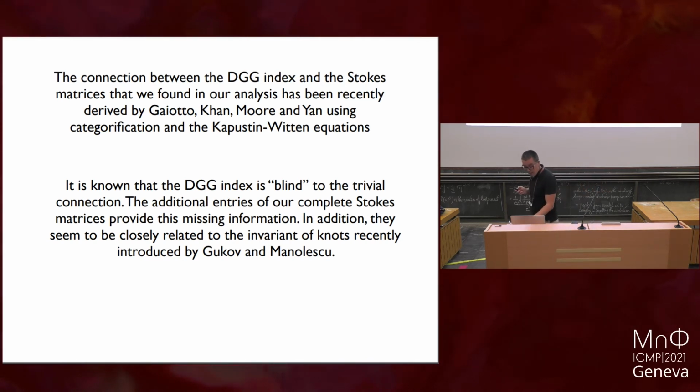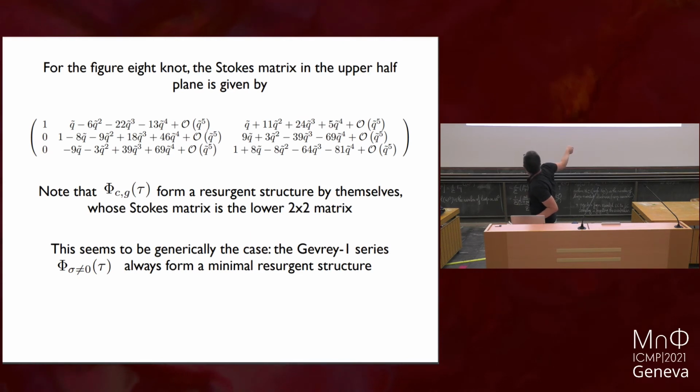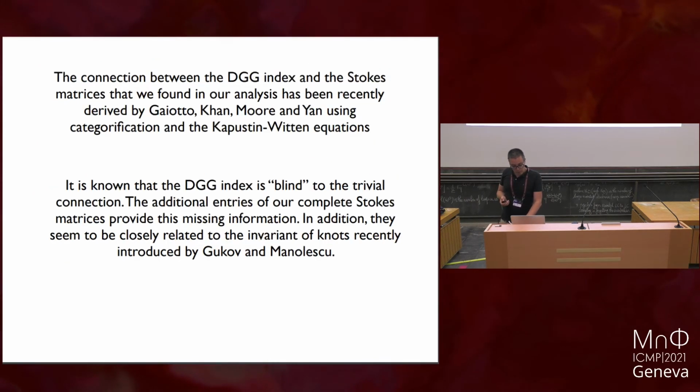And we have actually found not only these integer invariants related to Dimofte, Gaiotto, Gukov, because this is just this 2 times 2 submatrix of the matrix, but there are 2 new entries which are actually completely new. They are not related to anything that we know. And this is actually related to another invariant of knots, which has been introduced recently by Gukov and Manolescu. So you see that the resurgent structure that we are finding not only has an intrinsic interest and describes completely this structure, but it actually makes contact with tons of invariants appearing in quantum topology in a totally unexpected way.